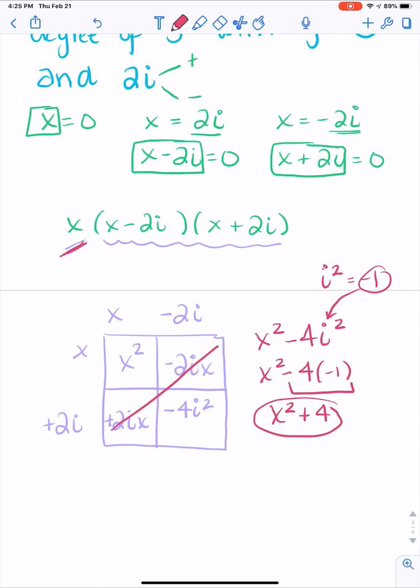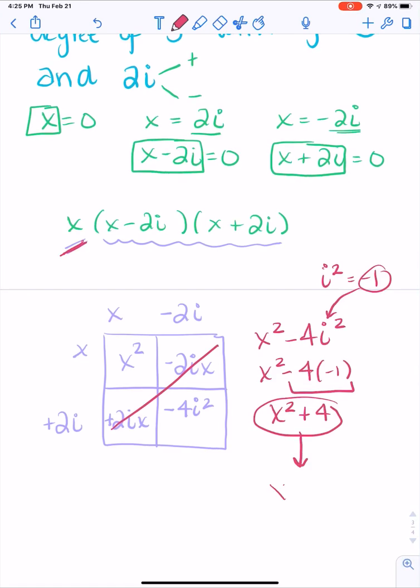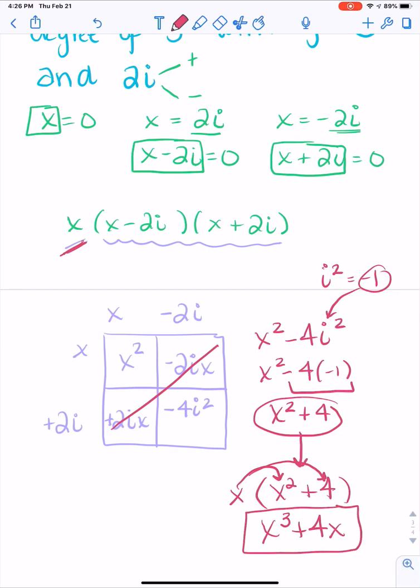Now, I still haven't multiplied it by x, so I'm going to have to take this down and multiply it by x. Now, if you want to set up the box method to do that, it's perfectly fine. I just want to make sure that you're good with getting the answer. So on this one, you could probably distribute it pretty easy. It just means everything in the parenthesis gets one more x. So x times x squared is x to the third. X times positive 4 is positive 4x. And then that will be my final function.